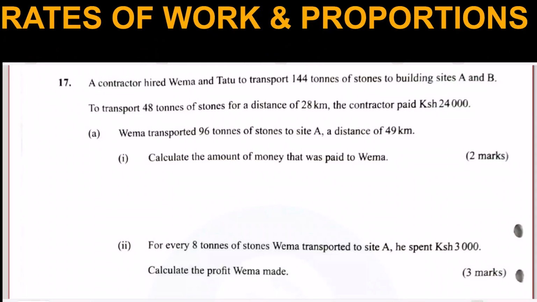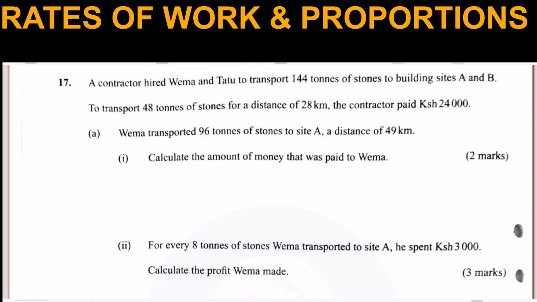Question 17. A contractor hired Wema and Tatu to transport 144 tons of stones to building sites A and B. To transport 48 tons of stones for a distance of 28 kilometers, the contractor paid 24,000 Kenya shillings. Part A. Wema transported 96 tons of stones to site A, a distance of 96 kilometers.